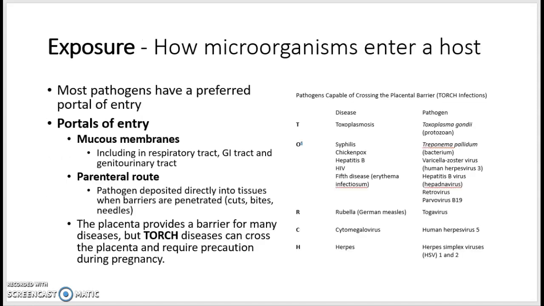Exposure is the first stage in pathogenesis. This is how the microorganism enters a host. Most pathogens have a preferred portal of entry. Those portals of entry include mucous membranes, which are present in the respiratory tract, the gastrointestinal tract, and the genitourinary tract.